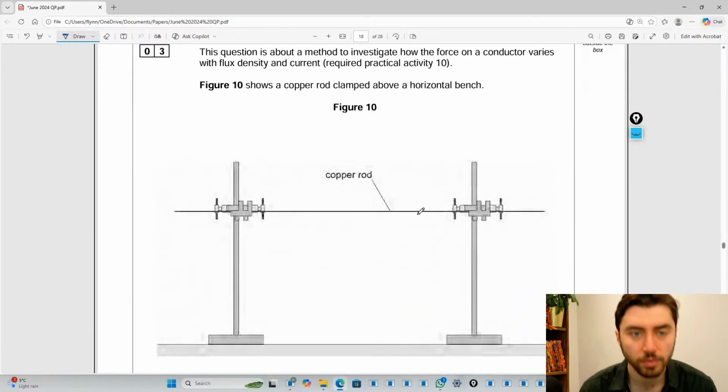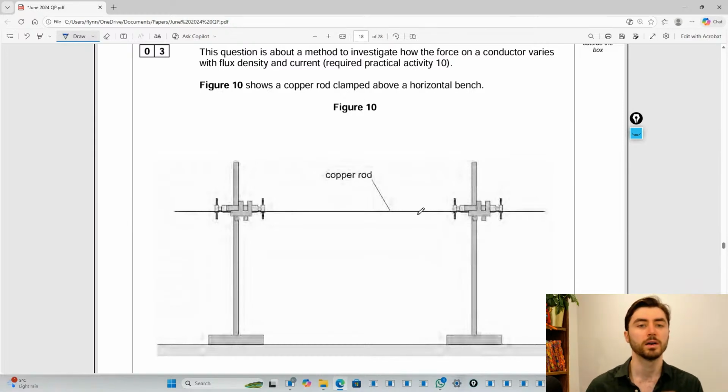Okay, so question 3 is the method. How am I doing on time? Okay, so I got time. Question is about a method to investigate how the force on a conductor varies with flux density and current. God, I hate this experiment.